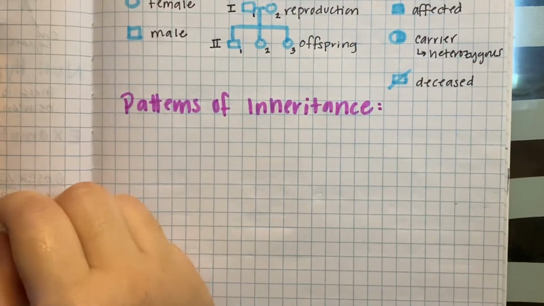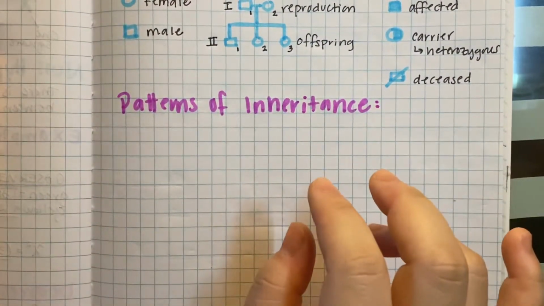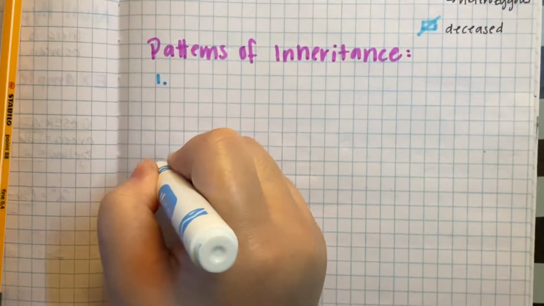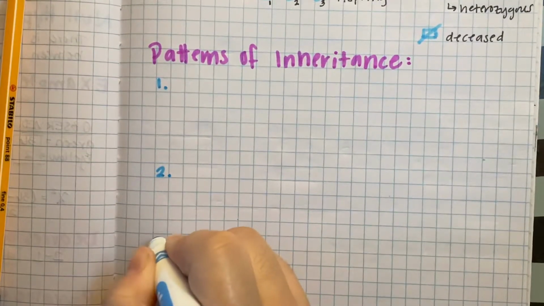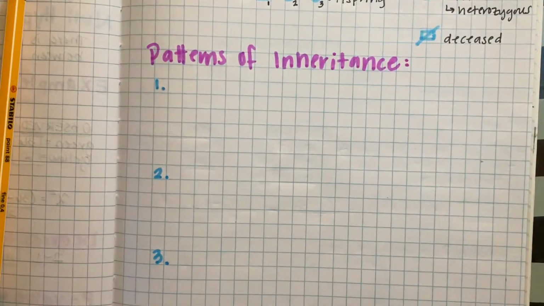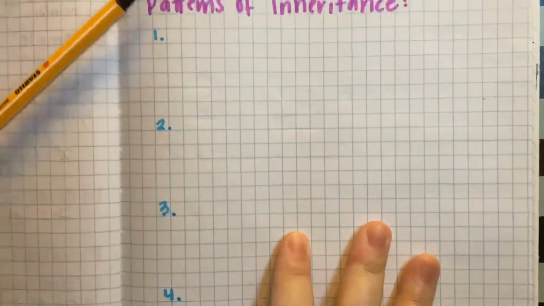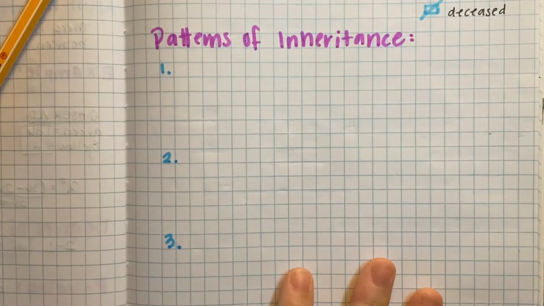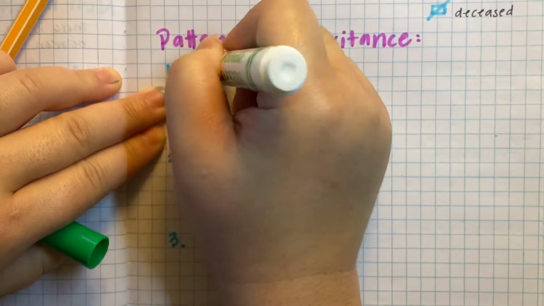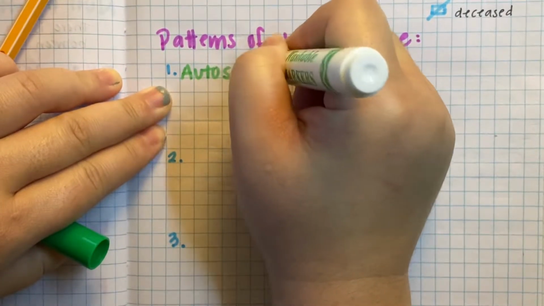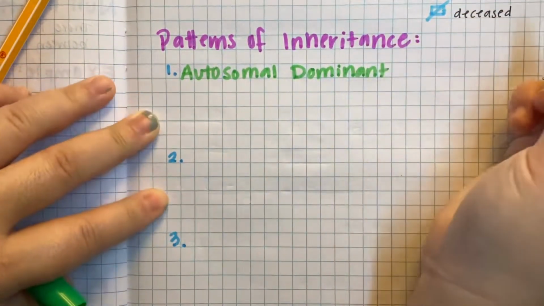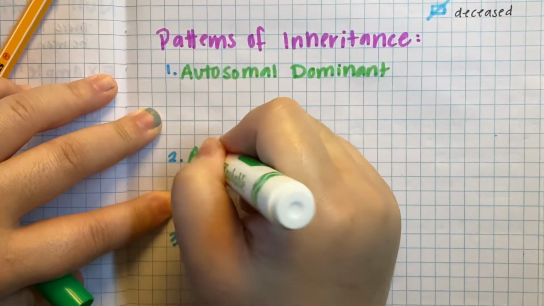So for patterns of inheritance, there's actually 4 different types. So 1, skip a couple lines. 2, skip a couple lines. 3, skip a couple lines. 4. So there's 4 different modes of inheritance. The first one is called autosomal dominant. We're going to do these first 2 at the same time. So we have autosomal dominant, and then the second one is called autosomal recessive.